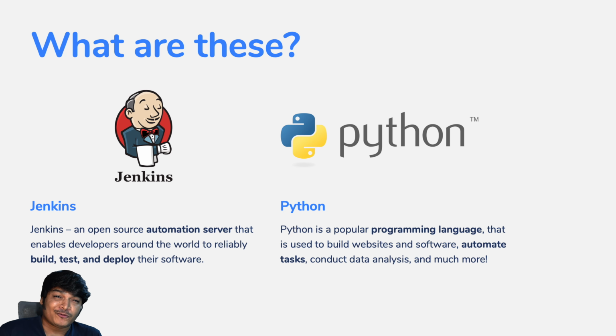Now let's continue. If you're new to Jenkins or Python, let me explain what exactly these two are. So what is Jenkins? Jenkins is an open source automation server that enables developers around the world to reliably build, test, and deploy their software. Basically, a CI/CD solution. And of course, it's open source. And what is Python? Python is a very popular programming language that is used to build websites, applications, software, automate tasks. Important here because you're automating Jenkins, right? And conduct data analysis and many more things. So both are pretty important. If you are a programmer or a DevOps engineer, this is a must-learn thing.